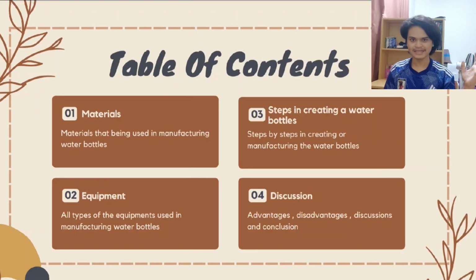So we go to the table of contents. There are four parts. First one is material. Material is used in manufacturing water bottles. Second one, equipment. Equipment is all types of equipment used in manufacturing water bottles. Third, steps in creating a water bottle, which is step by step in creating and manufacturing the water bottles. And the last one is discussion, which means advantage, disadvantage, discussion, and conclusion.